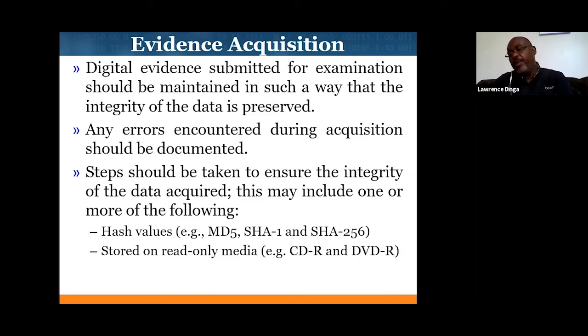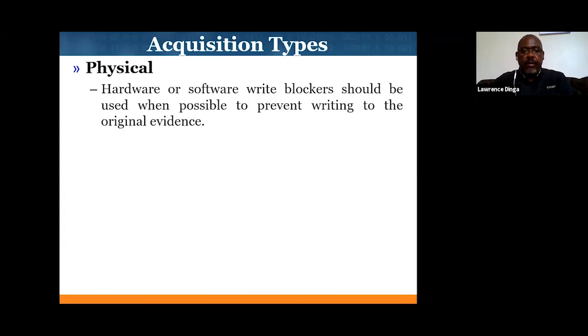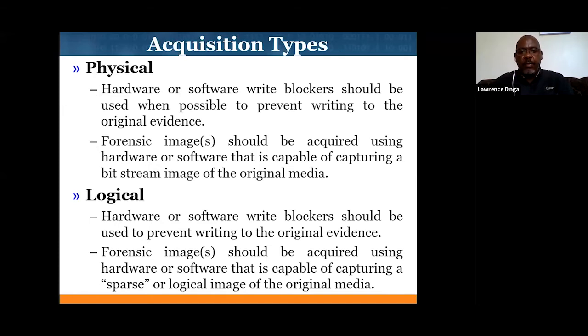If it is on the media, it should be properly validated, and it should be sealed in a tamper-proof bag to the lab. Now, when we talk about acquisition, we've talked about the physical acquisition, whereby your hardware and software write blocker should be used, when possible, to prevent writing to the original evidence. Then you have the forensic images, which should be acquired using hardware and software that's capable of capturing a bitstream image of the original media. What I've just shown you on the previous slide.